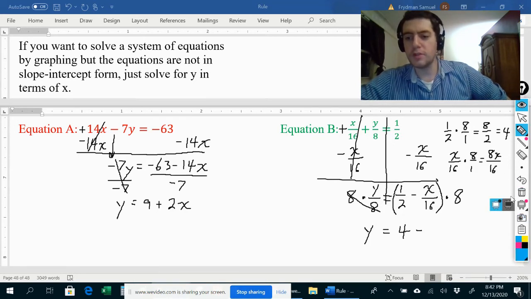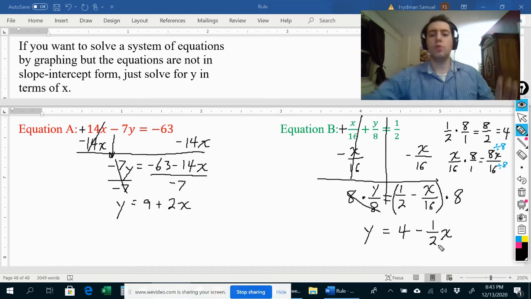And then what I'm going to do is I'm just going to reduce this. So I can divide the numerator and the denominator here by 8. And that would give me 1x in the numerator and 2 in the denominator. So I could put 1x over 2 like that, or really what I'm going to do is write it this way, 1/2 x. Okay, that's the same thing.